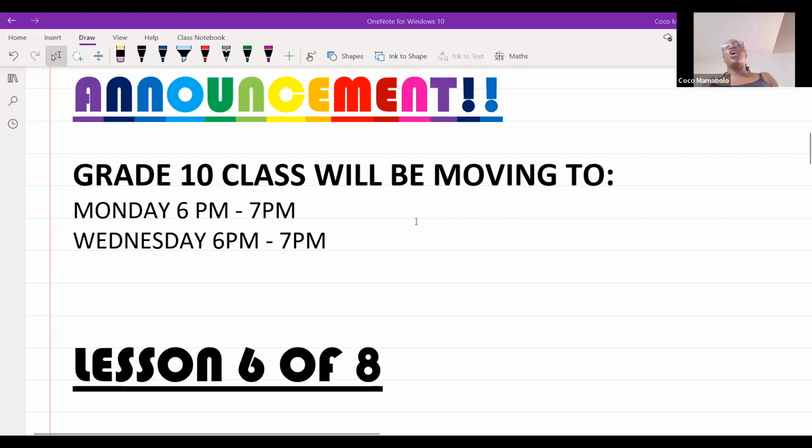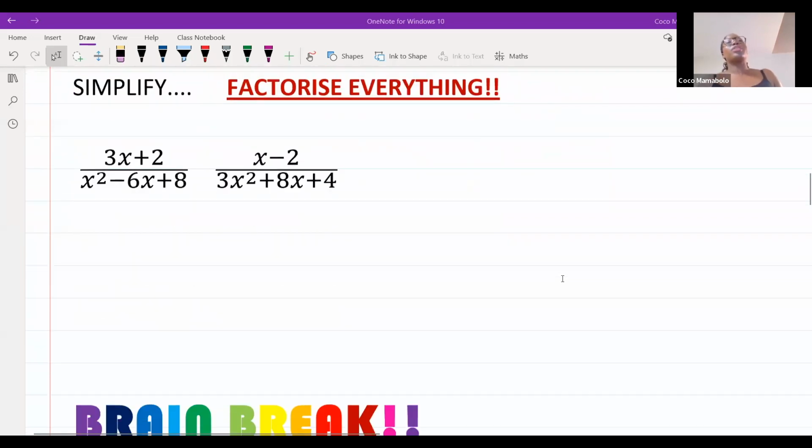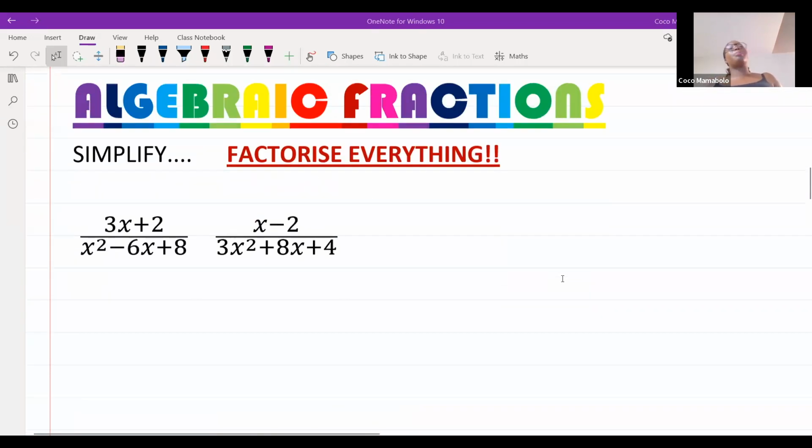that we've got work to do. All right, we are on lesson 6 of 8. I've extended this course by a week because we've got quite a lot to do. We're going to start by simplifying. We're going to simplify this algebraic fraction that we've got over here.